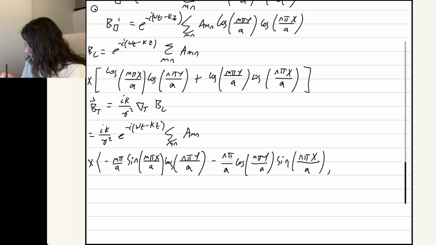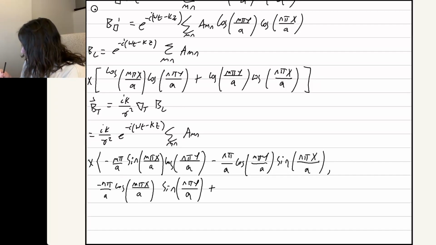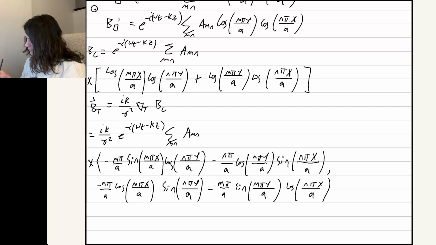And then the y component is going to be minus n pi over a, cosine m pi x over a, sine n pi y over a, plus or minus m pi over a, sine m pi y over a, cosine n pi x over a. There it is. Okay.